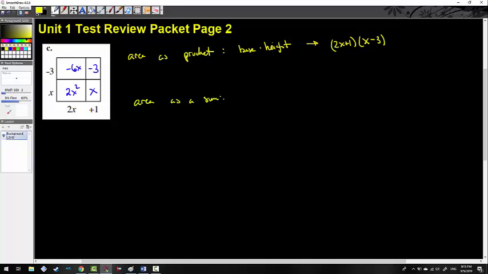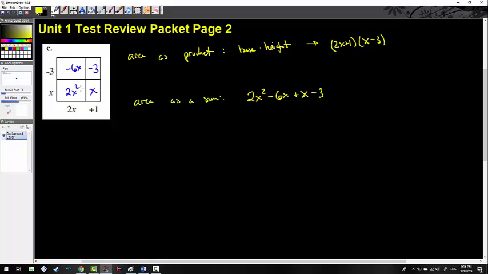People on the quiz missed this still. They kind of flip-flopped them. Make sure you're being clear as to which piece goes where. The area as a sum, however, takes all of the inner areas and adds them together. So what does that look like? That looks like 2x squared minus 6x plus x minus 3.